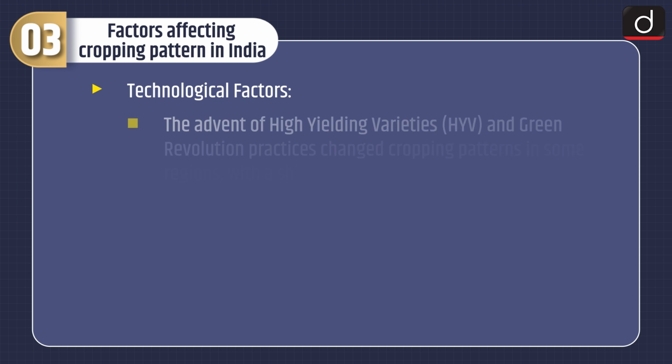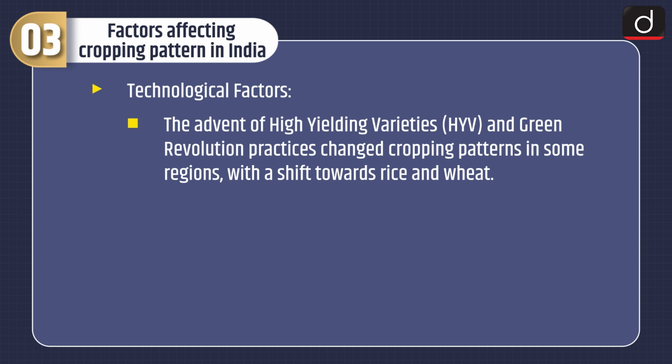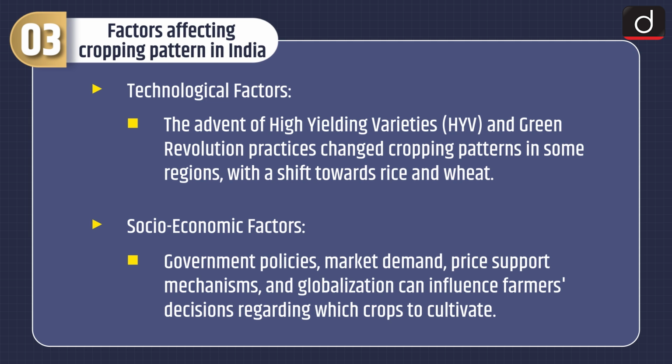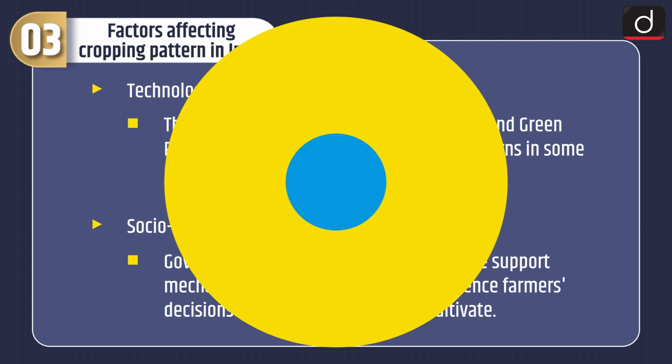Technological factors: the advent of high yielding varieties and green revolution practices changed cropping patterns in some regions with a shift towards rice and wheat. Socio-economic factors: government policies, market demand, price support mechanisms, and globalization can influence farmers' decisions regarding which crops to cultivate.